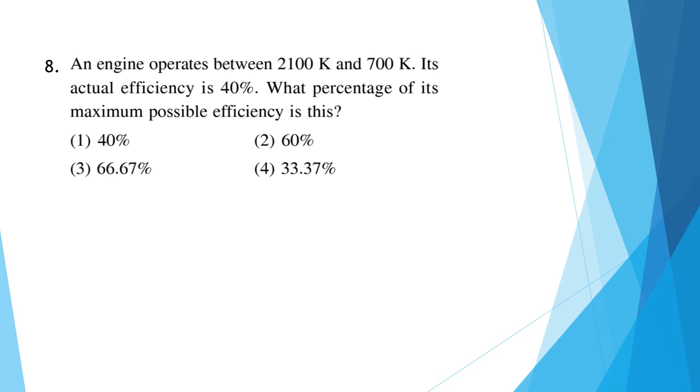So we will find out the maximum possible efficiency. So maximum possible efficiency will be 1 minus TL by TH. So that will be equal to 1 minus 700 by 2100. So that will be equal to 2 by 3. So 2 by 3 is the maximum possible efficiency and actual efficiency is given 40%. That means that 60% of 2 by 3 is equal to 40%. So therefore, the percentage of maximum possible efficiency will be 60%. So the correct answer will be option 2.